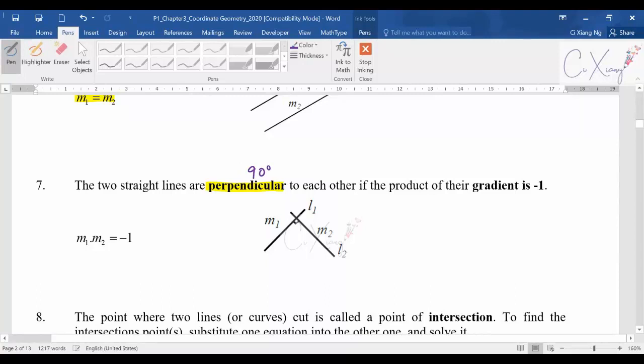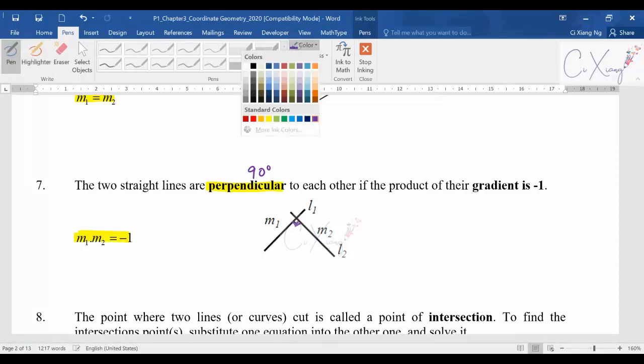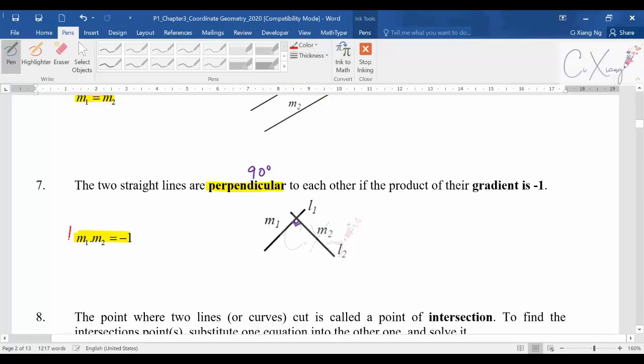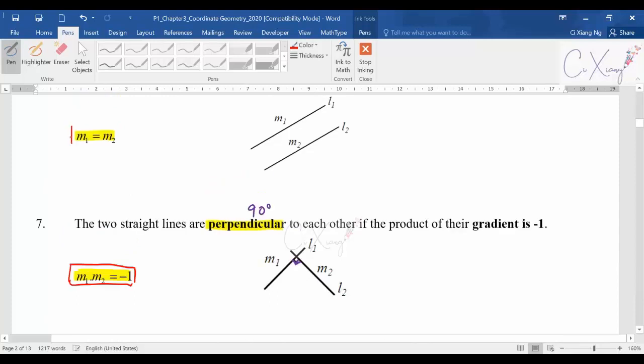If two straight lines are perpendicular, perpendicular means 90 degrees to each other. What will happen? You have to remember that gradient 1 multiplied by gradient 2 equals negative 1. These two ideas and concepts are very important also, because they will be used very often. So parallel means m1 equals m2. When two lines are perpendicular to each other, that means m1 times m2 equals negative 1.